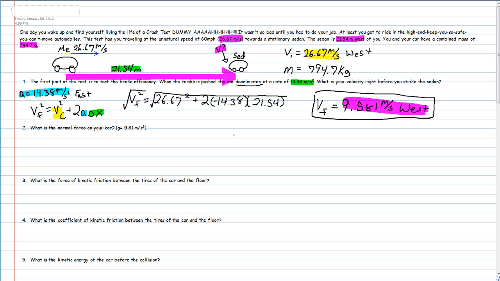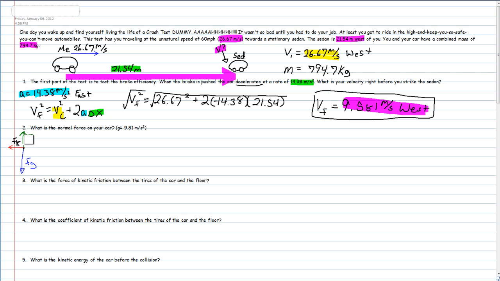Now, number 2 says, what is the normal force on my car? Well, if I were to draw my free body diagram, there's my dot. I have the force of gravity that points down, F sub g. I also have the normal force that points up, F sub n, and I know I also have the force of friction between the ground and my tires. And those are the only forces in the scenario.